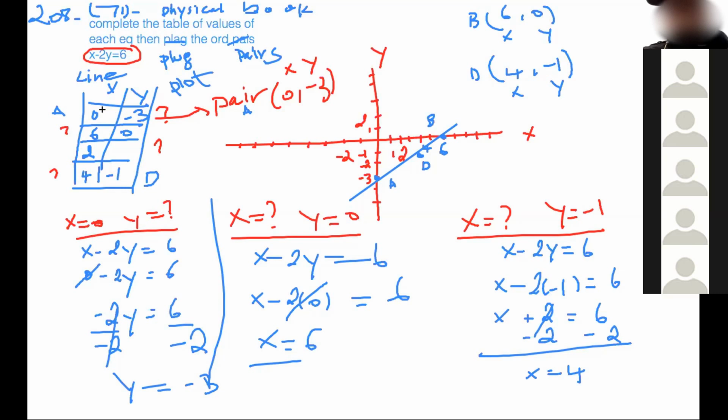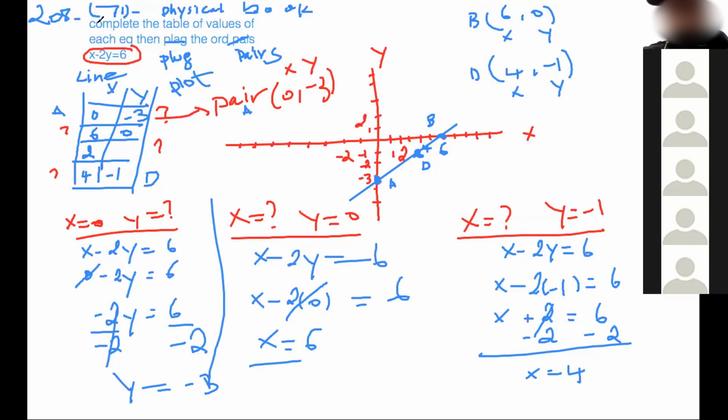No matter how many points you have in the table, they should all end up on the same line. If one point, for some reason, ends up off the line, that's how you know something is wrong. If, for example, you did D and it ends up here, it doesn't make sense. It has to end up on the same line. All these points belong to the same line because it's a linear equation.